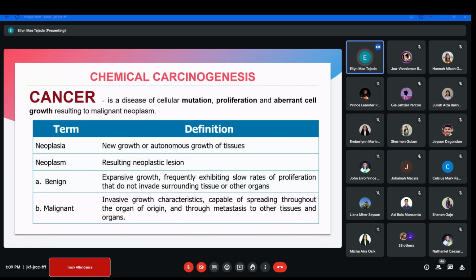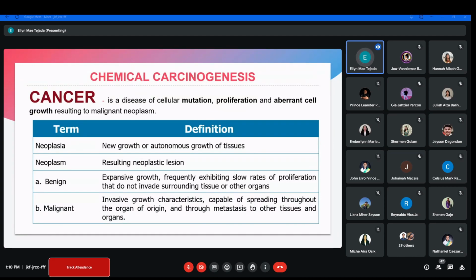First off, neoplasia is often defined as new growth or autonomous growth of tissues. The resulting growth, also known as a neoplastic lesion, is referred to as a neoplasm. So again, the resulting neoplastic lesion is what we call the neoplasm. And by the way, there are two kinds of neoplasm: the benign neoplasm and the malignant neoplasm. I guess these are not new words to you guys, diba?